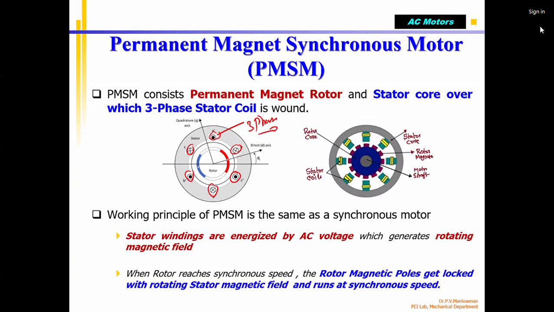And the rotor is supplied with DC voltage. Because of the DC voltage, it produces an electromagnet, that will get locked. Correct.